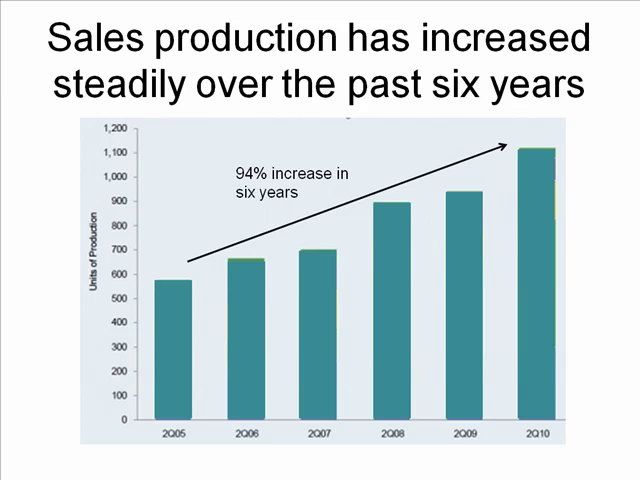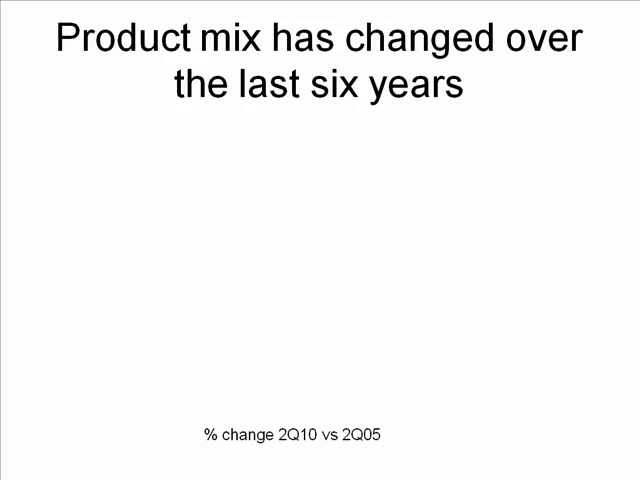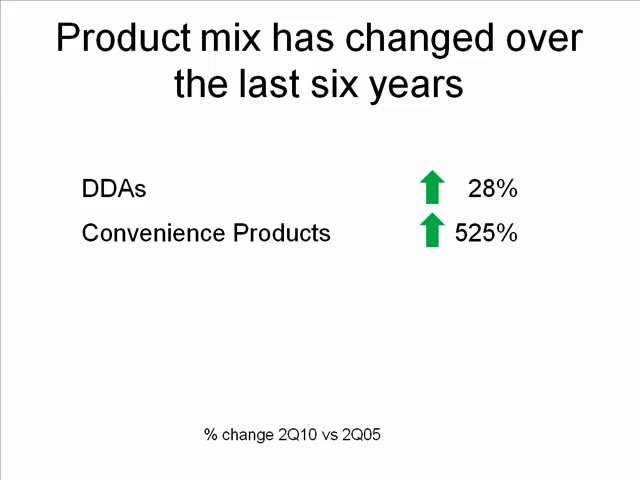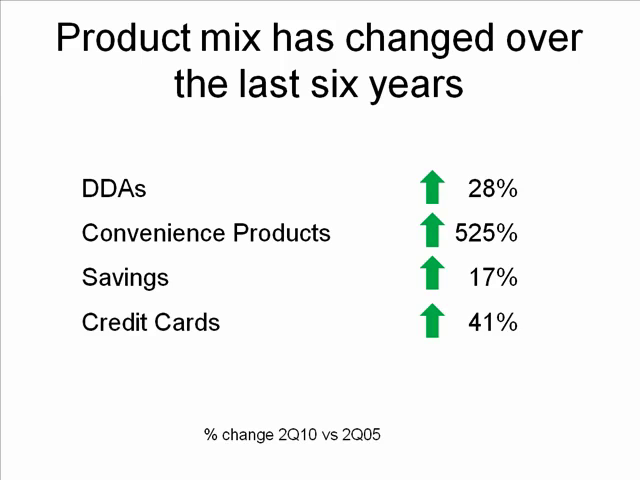Then we move on to the second message, which is the product mix has really changed over the last 6 years. Let's take a look at the difference, the percentage change between second quarter 2010 and second quarter 2005. DDAs were up 28%. The real growth has come in this next section, convenience products. It has grown 525% over the last 6 years. That's dramatic growth. And then again, we can talk about each of these individually as we build them. We talk about savings are up 17%, our products there. Our credit card products are up 41%. The only area that is down is investment and loans, and that's down 28% over the last 6 years.